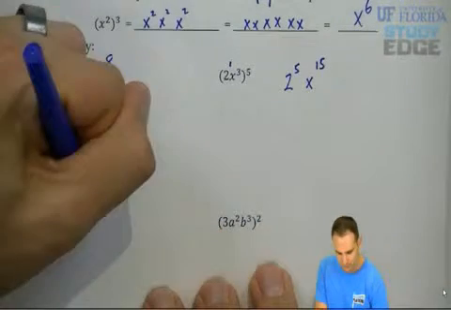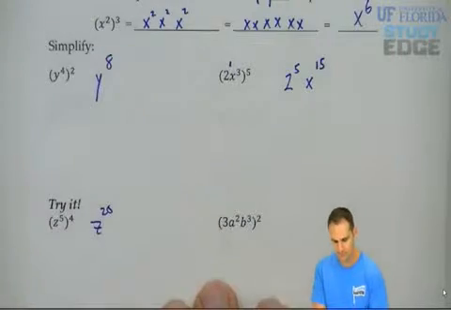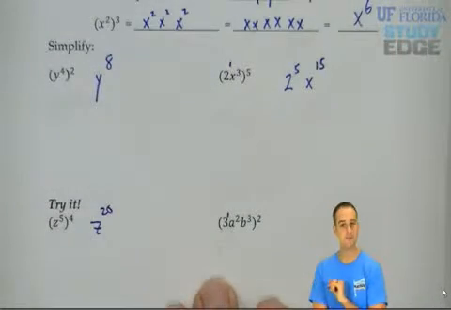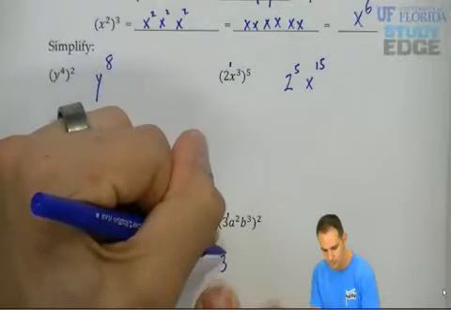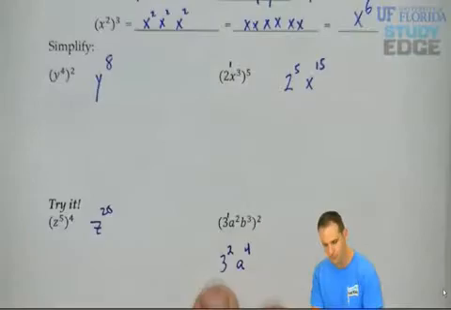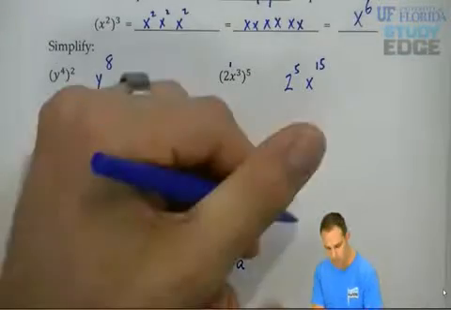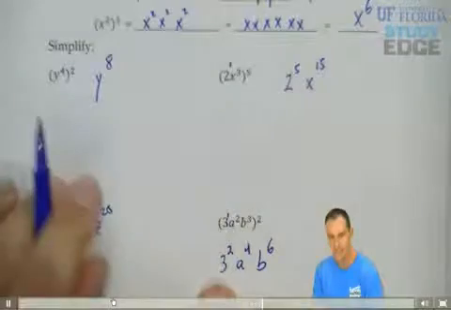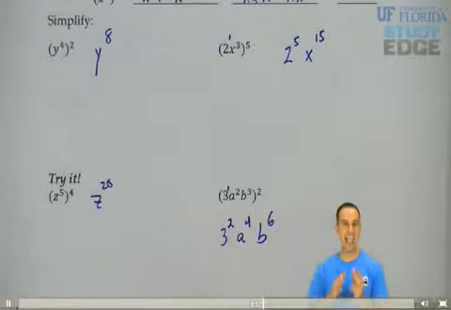Five times 4 will give you z to the 20th. Remember, 3 is raised to the 1st power. 2 times 1 will give you 3 to the 2nd power. 2 times 2 will give you a to the 4th. 2 times 3 would give you b to the 6th. And if you want to simplify any more here, that's all, folks.